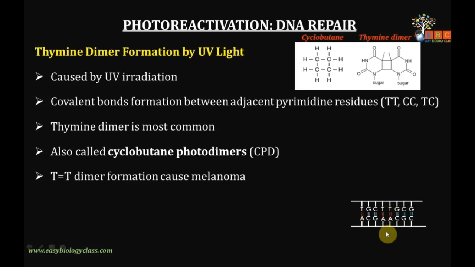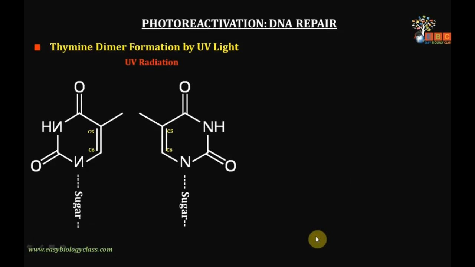When this DNA is exposed to UV light, the hydrogen bonds between the two strands break and two covalent bonds are produced between the thymine residues. Then let's see how the covalent connection is formed between thymine residues by the UV light.